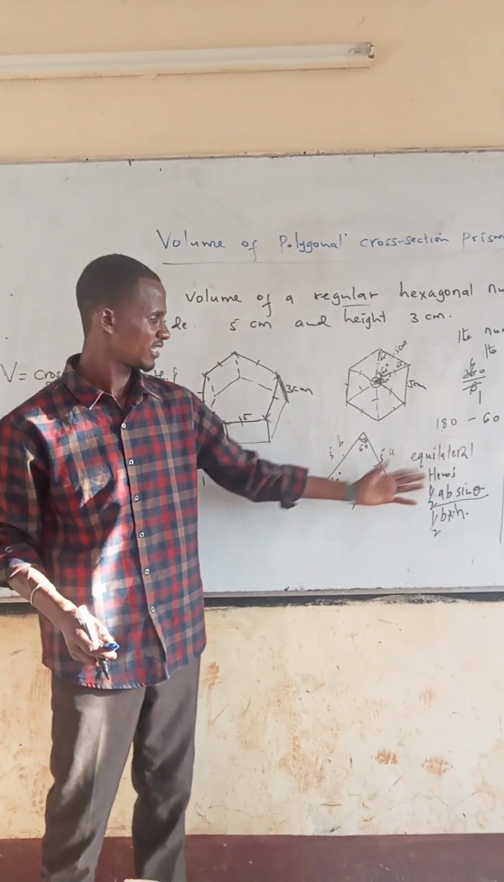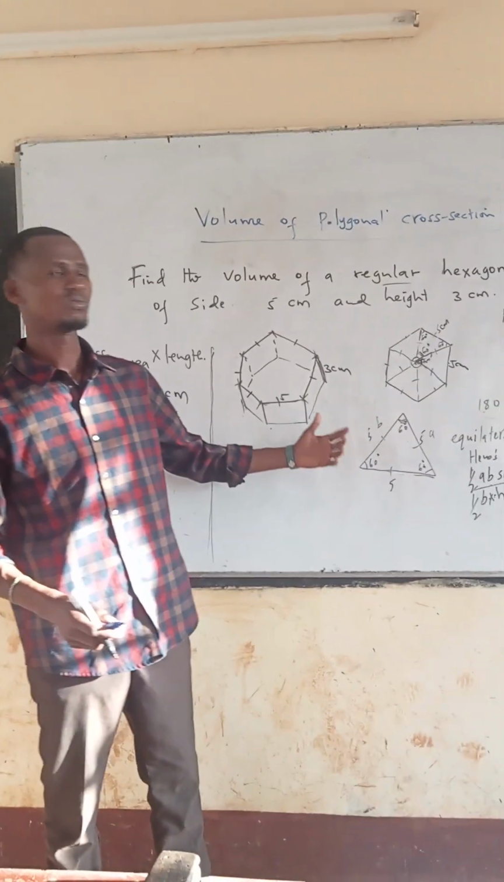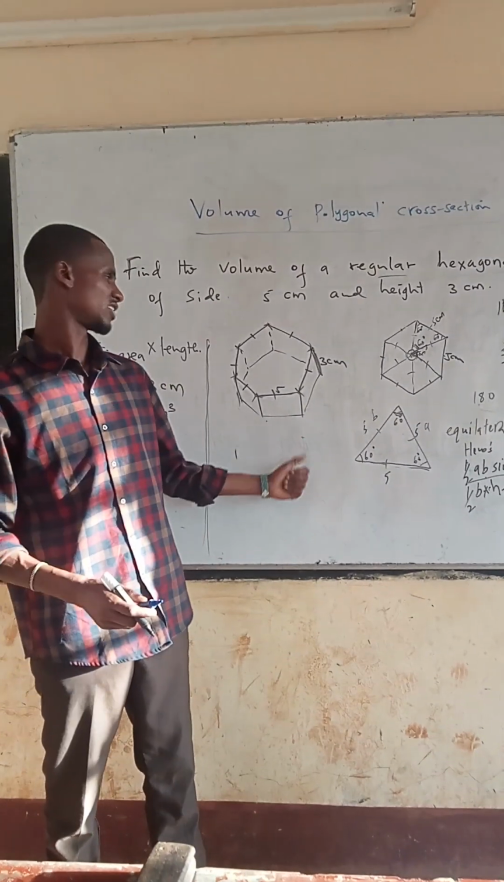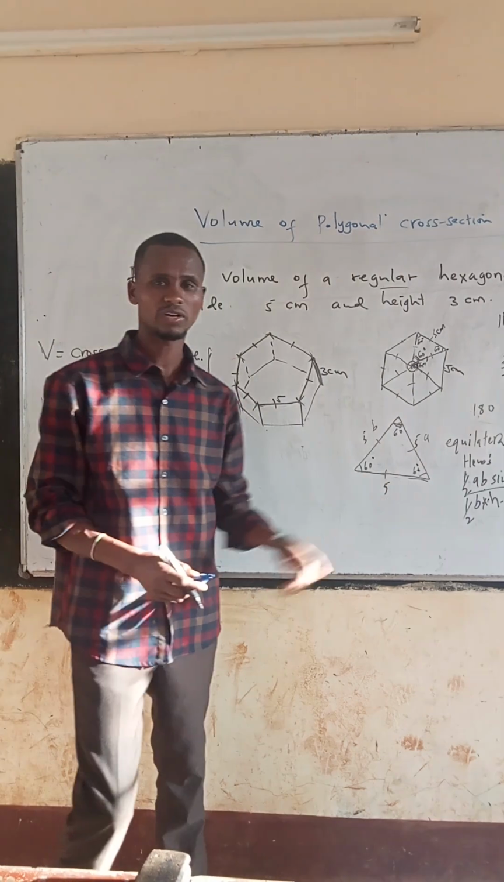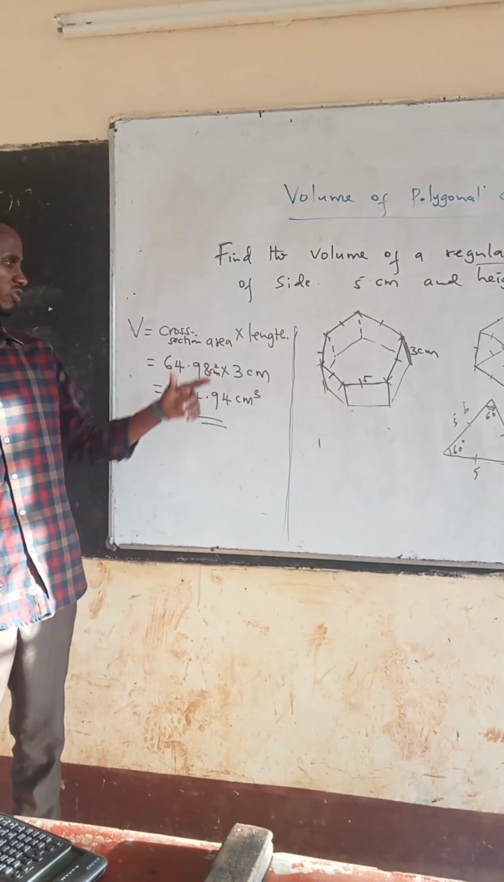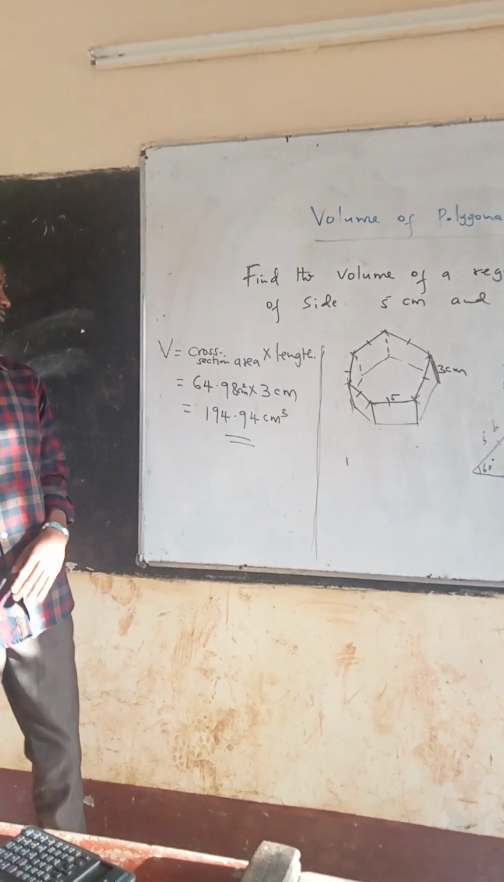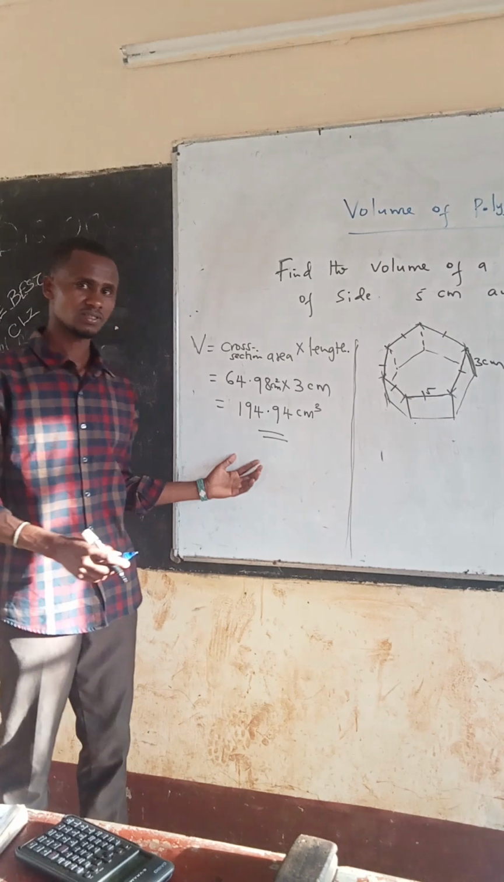So we can use any formula there to get the area of one triangle, and you multiply by the number of triangles, and that will give you the cross-section area. To get the volume, you say the cross-section area multiplied by the extension. That will give us 194.94 centimeters cubed. Thank you.